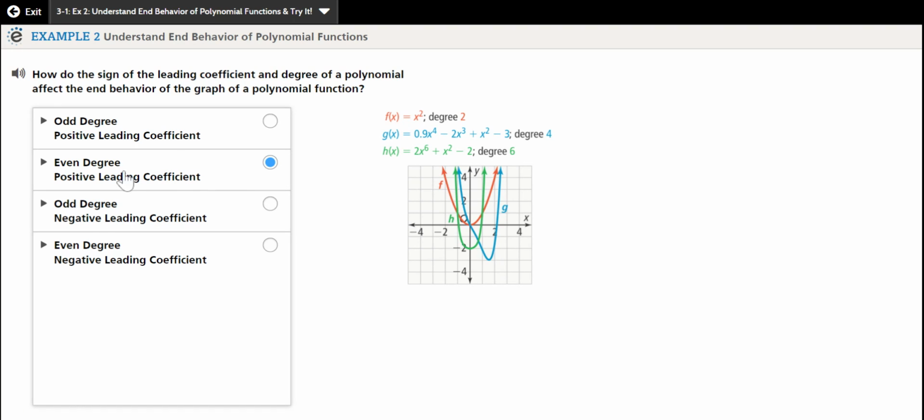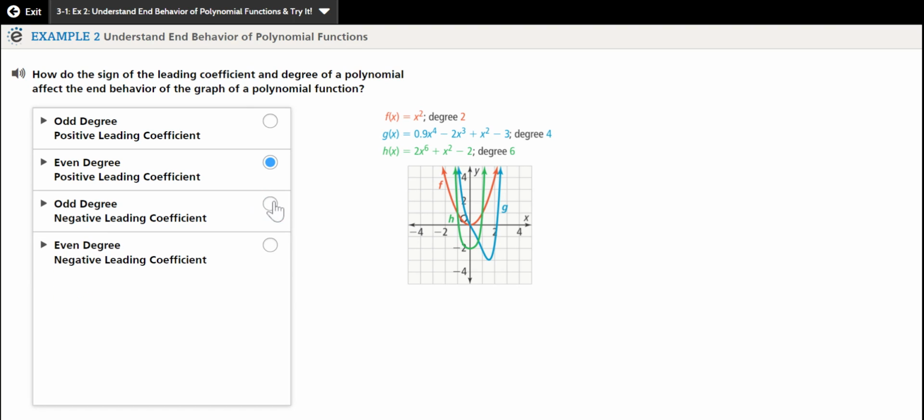So when we have an even degree and a positive leading coefficient for our polynomials, the effect of that on the graph will be that the graphs will rise to the left and they will rise to the right. So in other words, the function increases, or the y increases as x increases, and the function or the y increases as the x decreases as well.